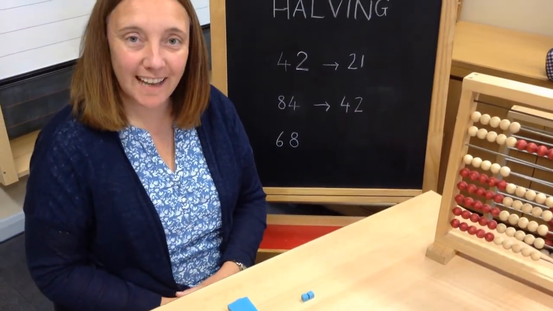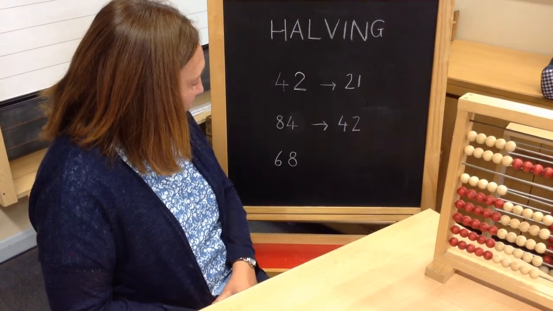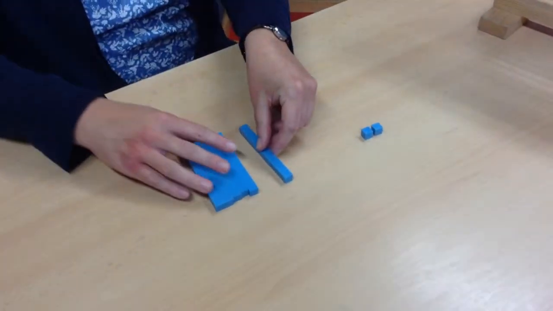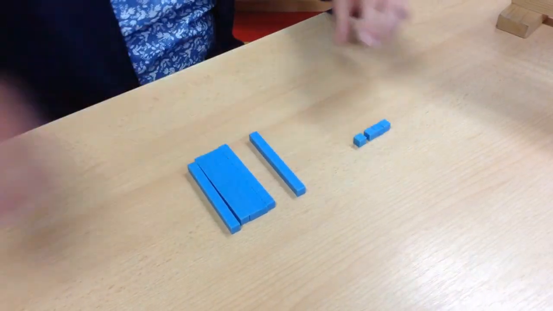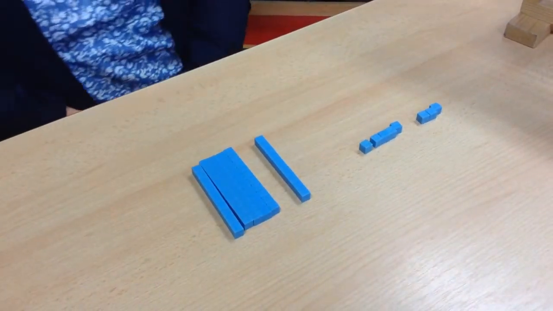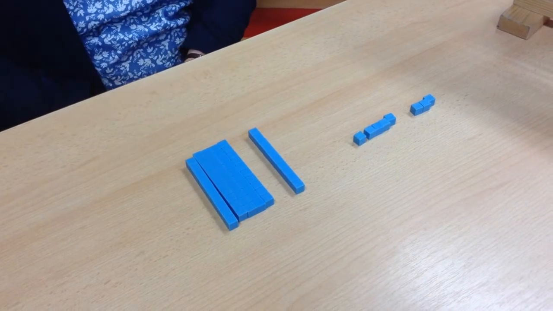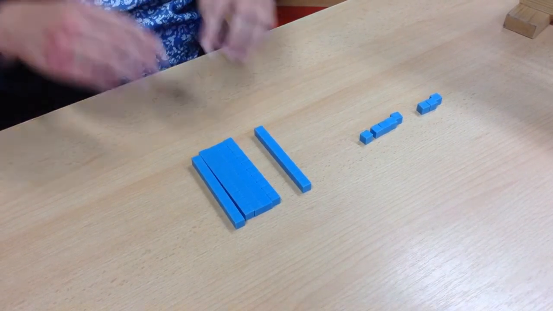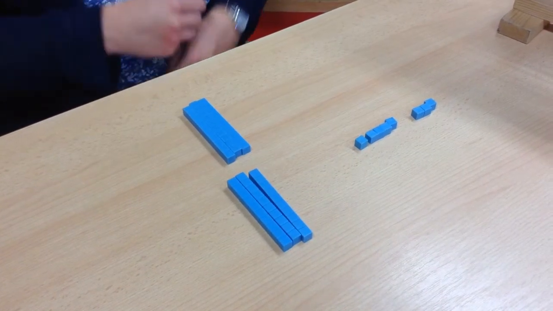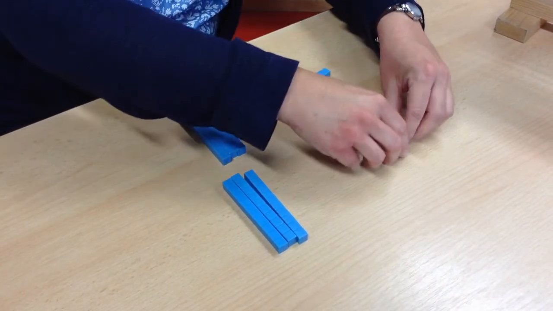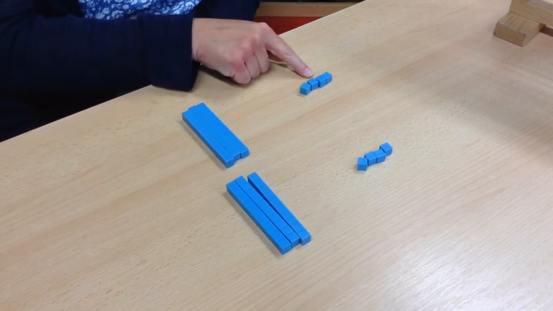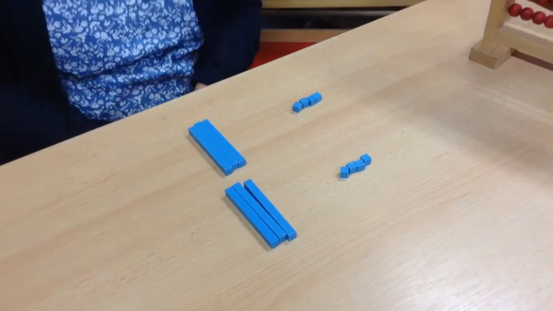We'll do one more together using base 10, and we're going to try 68. So I'm going to make 68 using my base 10, 5 and 3 more. So I know I've got 6 tens here, half of 6 is 3. I've got 8 ones here. I know half of 8 is 4. So in 1 half I can see I've got 34. So half of 68 is 34.